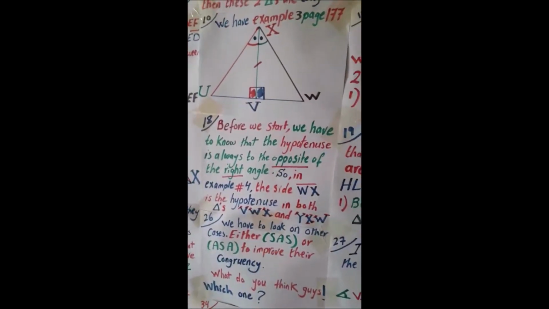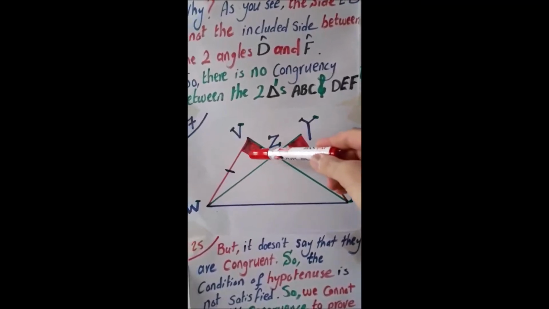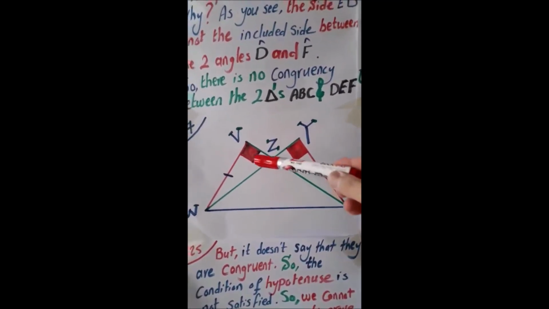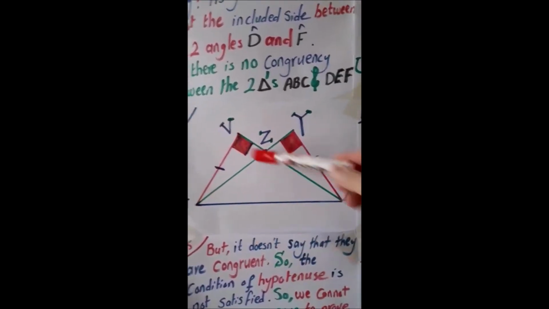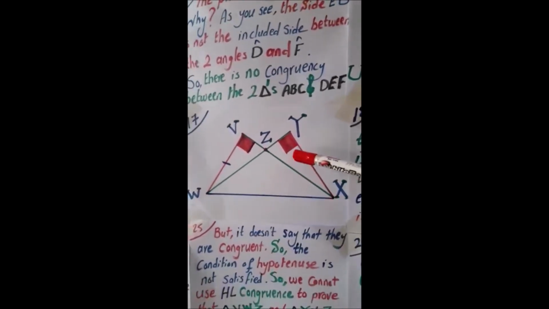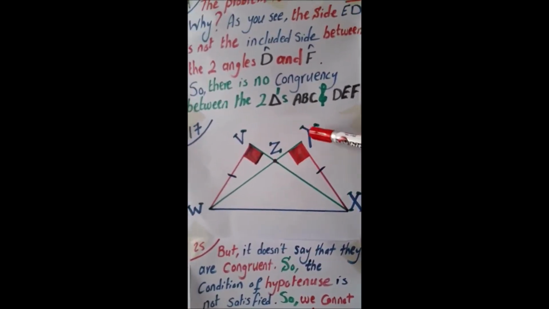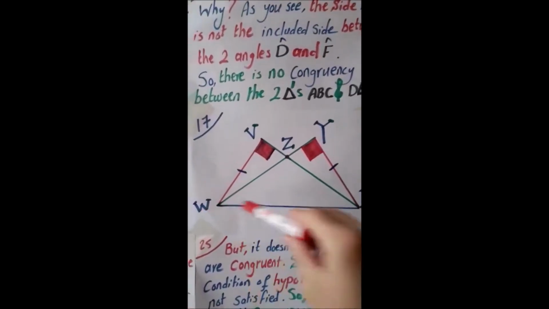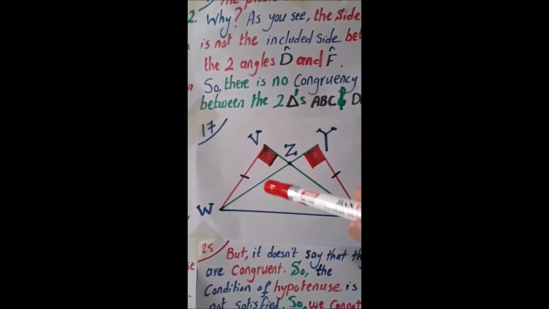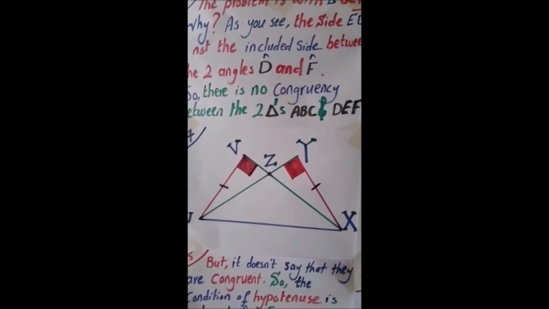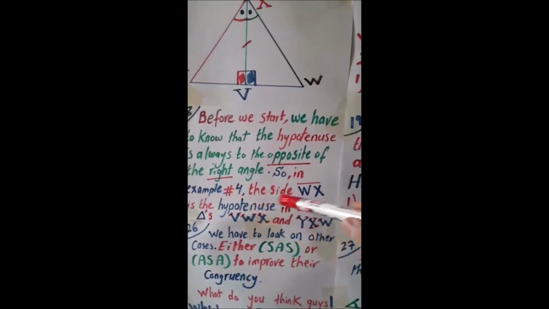Before we start, guys, we have to know that the hypotenuse is always opposite to the right angle. If you see that this is the right angle V on this triangle VWX, and this is the right angle in this triangle YXW. So excellent, guys. The hypotenuse is the same. It is WX or XW because it's opposite to the right angle V and at the same time opposite to the right angle Y. So in example number 4, the side WX is the hypotenuse in both.